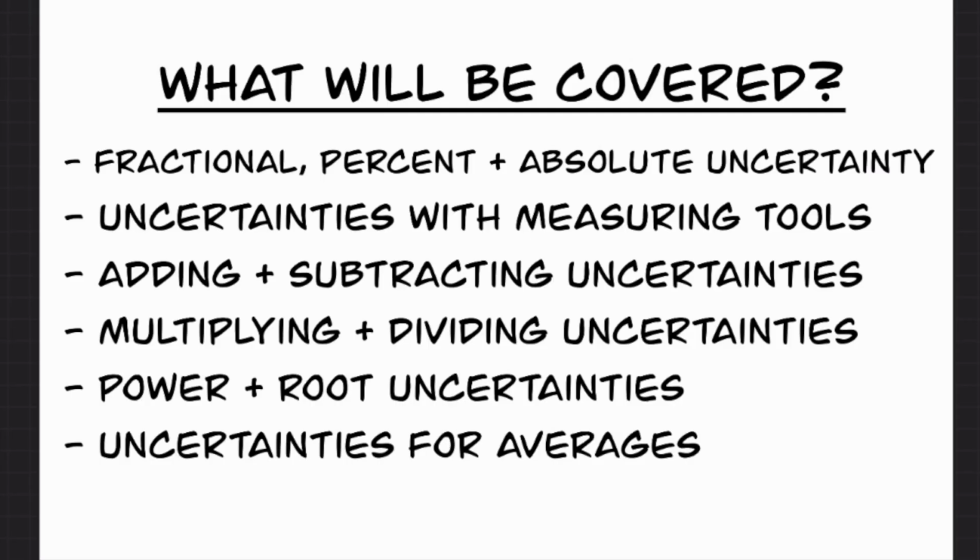Here is a brief summary of what I'll be covering today. I'll be covering the difference between fractional, percent, and absolute uncertainty, which is really important when it comes to calculations. I'll be talking about how to calculate uncertainties in measuring tools, such as rulers. Also, how to calculate uncertainties when you're adding, subtracting, multiplying, dividing, square rooting, or squaring, whatever. And also how to find the uncertainties for an average in a range of values.